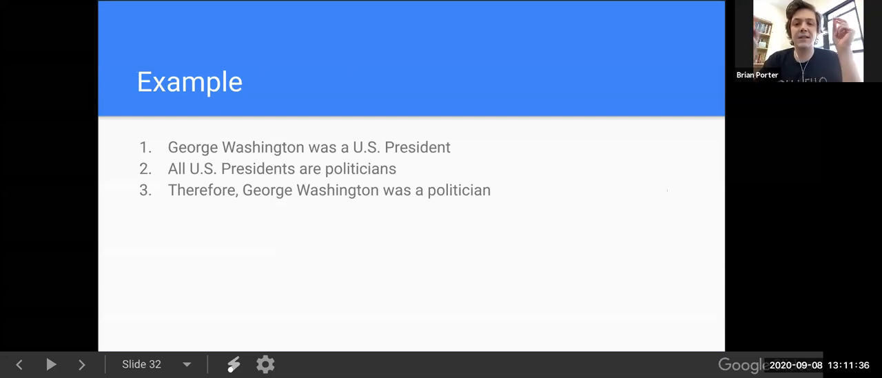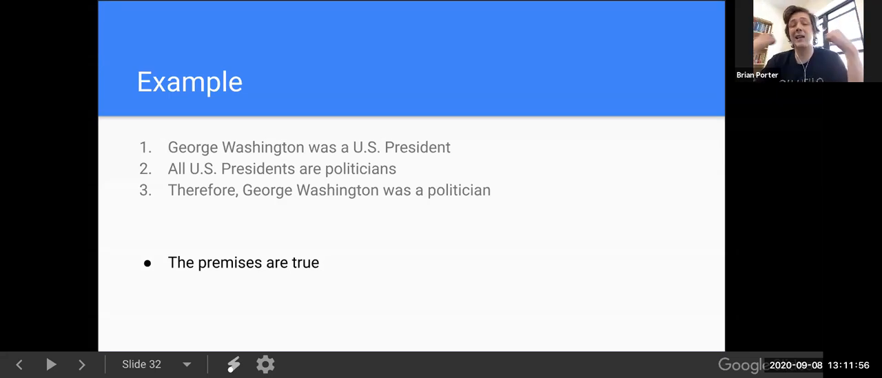So here's an example of an argument. George Washington was a US president. That's true. All US presidents are politicians. That's probably true. Therefore, George Washington was a politician. That's a sound argument. The premises are true. All U.S. presidents are politicians, at least while they're president. They weren't necessarily born politicians, but while you're president, you are a politician because you are in politics.